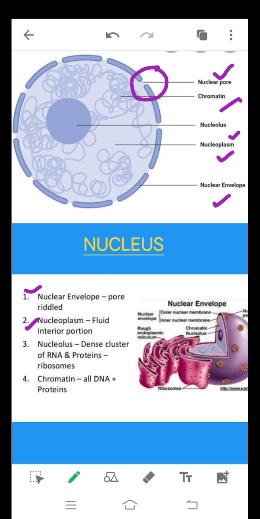Then two important parts present here are, one, the nucleolus, which is a dense cluster of RNA and proteins. Now this RNA stands for ribonucleic acid. Another material present in the nucleus is chromatin. Chromatin consists of DNA and proteins. Here DNA stands for deoxyribonucleic acid.